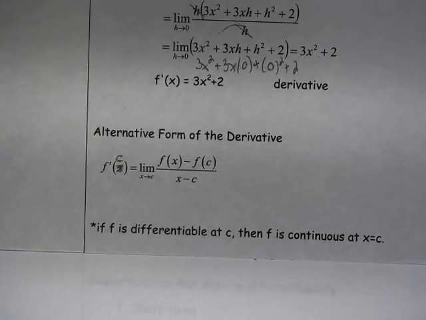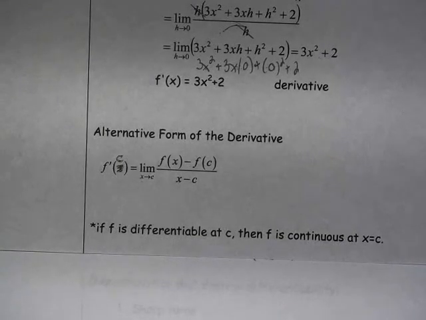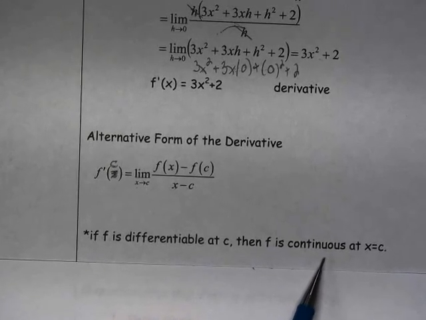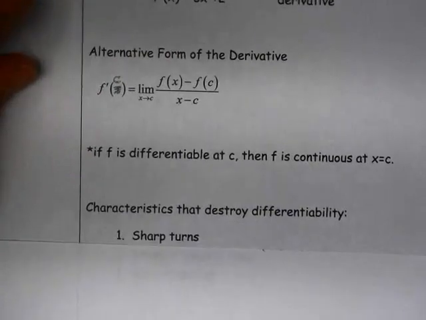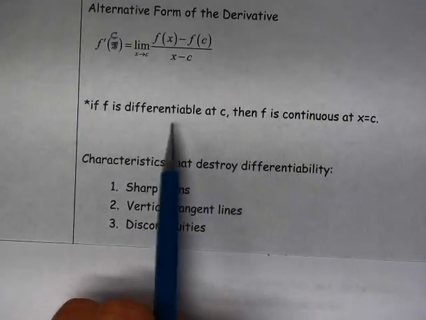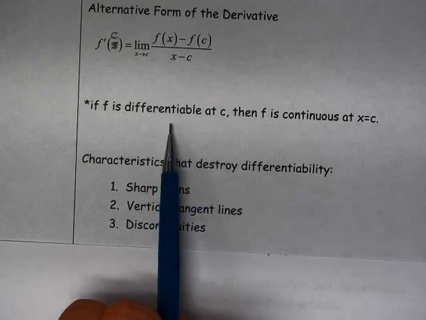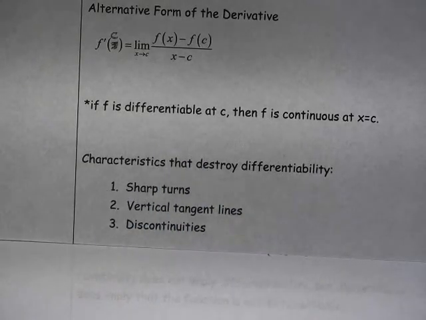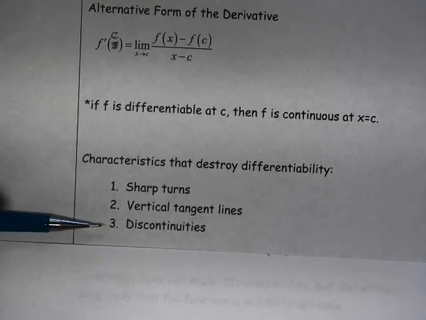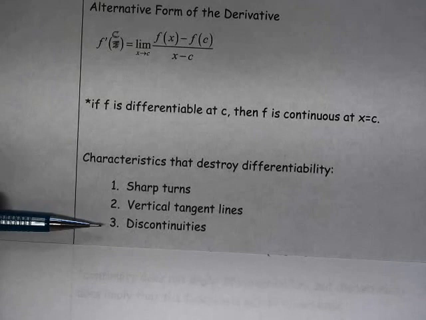All right, so differentiability and continuity are very closely related, but they're not the same thing. If f is differentiable at c, then f must be continuous. However, just because a function is continuous does not mean that it's necessarily differentiable. So there are a few things that can destroy differentiability. A discontinuity is one of them. So if we have a discontinuous function at a certain point, then that function is not differentiable at that point.